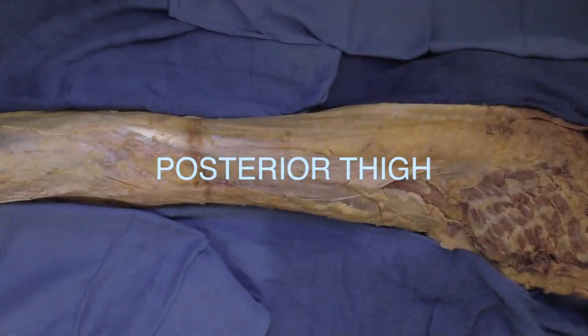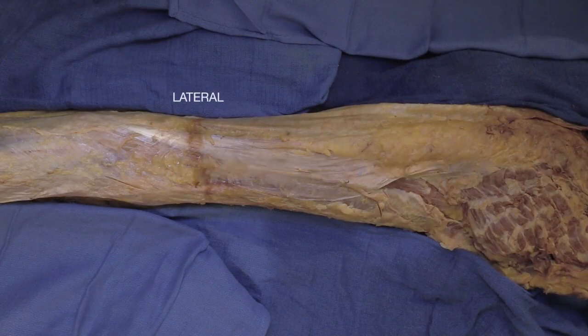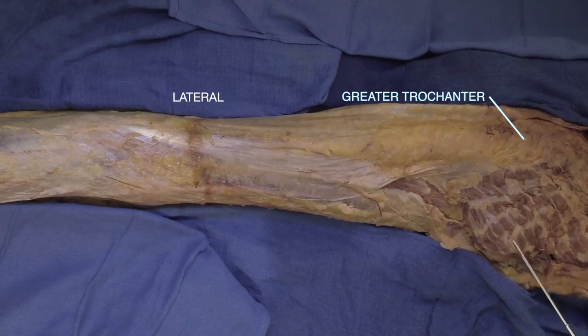This is a low power view of the posterior portion of the lower limb. For orientation, we show the greater trochanter and the position of the ischial tuberosity and the popliteal fossa.